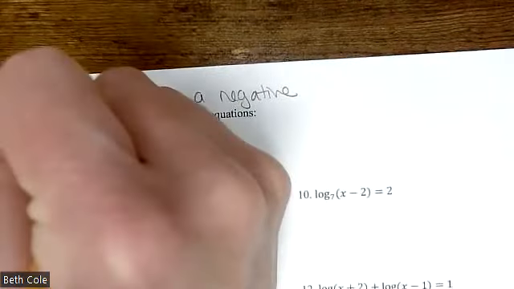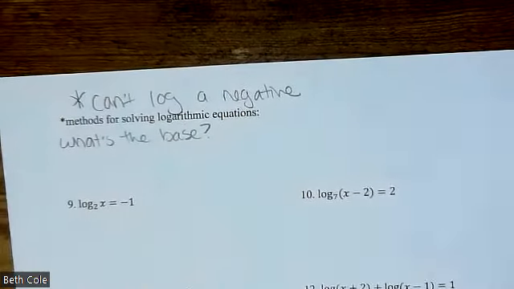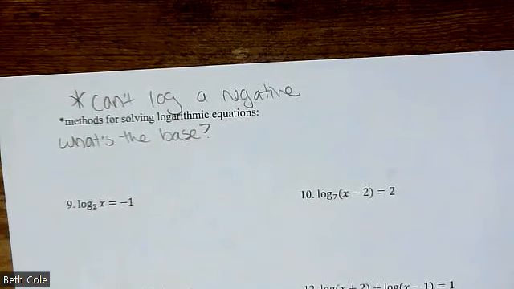Your first method is, what's the base? Good, for the first one, it's 2. Hold on a second, you're ahead of me. No, you're good. I love it when you guys are ahead of me. That means that you know what's going on.